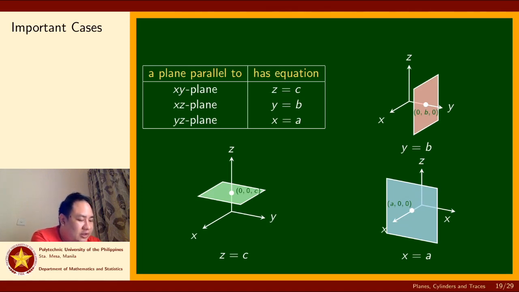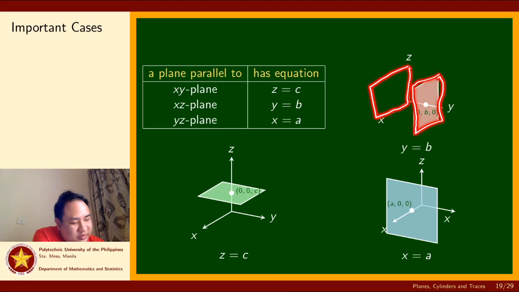Kapag naman yung plane ay parallel sa xz plane, ang kanyang equation ay y equals b. So, in the second picture, ito yung xz plane. So, this plane is parallel to the xz plane. What is true about the points in this plane is that the y-coordinates are fixed. If this passes through (0, b, 0), ang equation niya ay y equals b.